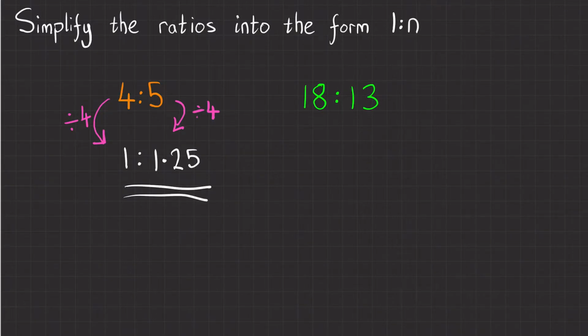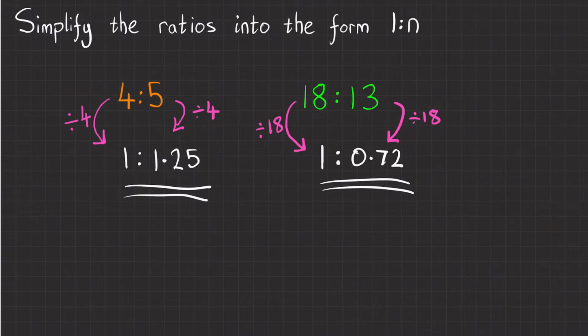For the green question, we'll do the same thing. As we want to simplify it to the form 1 to n, I'm going to write 1 to something. We need to get from 18 to 1. We'll do that by dividing by 18, because 18 divided by 18 equals 1. As we've divided the left side by 18, we also need to divide the right side by 18. 13 divided by 18 is 0.72222, so I'm going to write 0.72 to 2 decimal places. So our answer is 1 to 0.72.